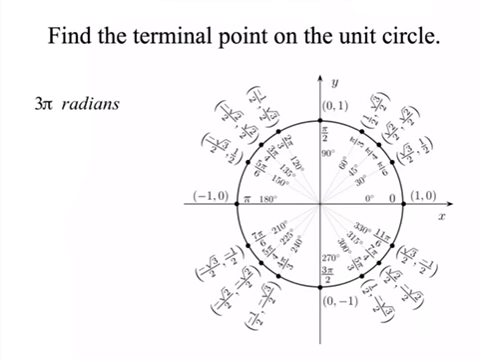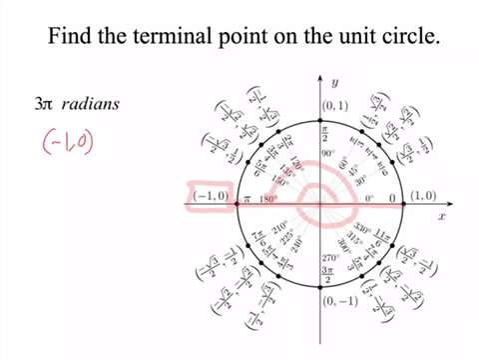Now 3 pi, we have to kind of think about that. Okay, there's more than one revolution going on here. So if we think about that, 3 pi, we start here. We're going to go around once, because that's 2 pi, which means I want 1 more pi, so I go back to here. So that right there is my terminal point, and there's the coordinate. It's negative 1, comma, 0.